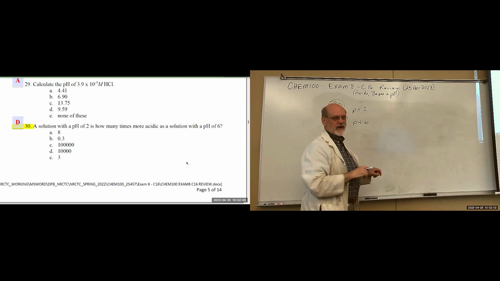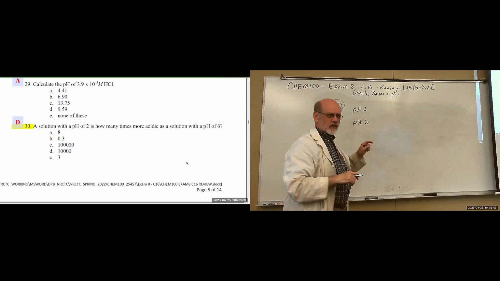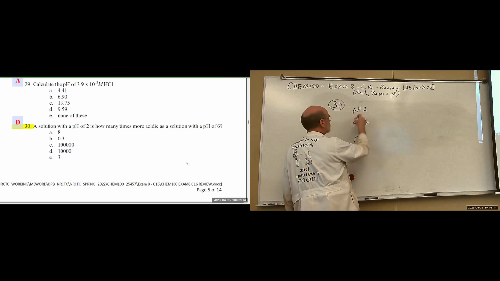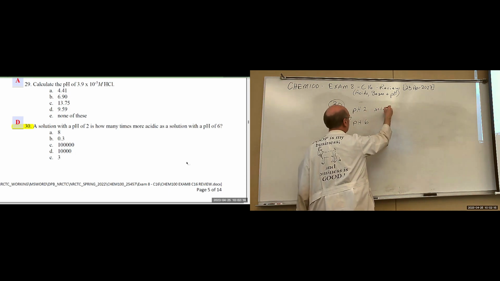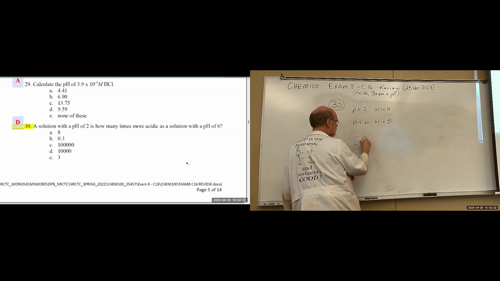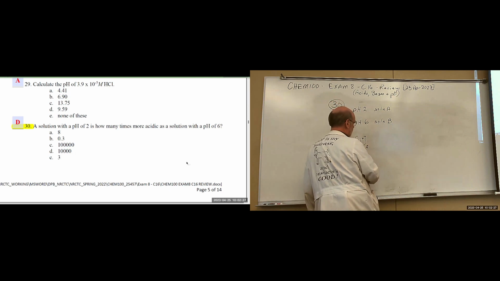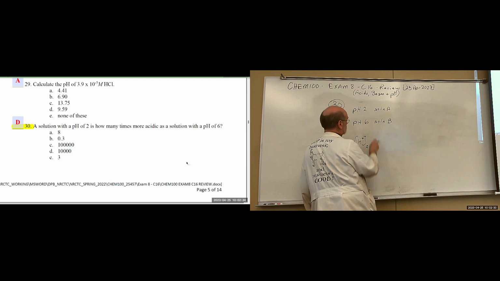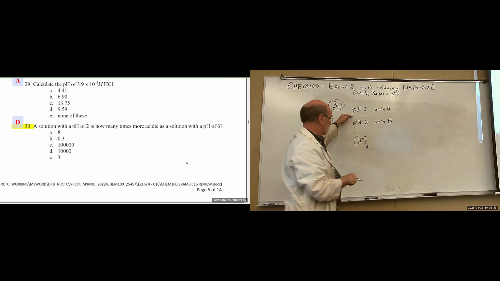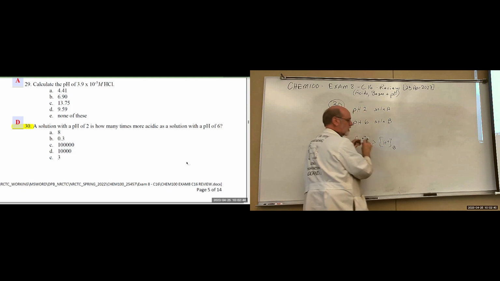All right, I'm going to go the long way around to prove this one. How many times more acidic? What does that mean? What that means is, say this is solution A, and this is solution B. So the hydrogen ion concentration of solution A is going to be greater than that of B, isn't it? Right? Lower pH means more hydrogen ions. So we know it's going to be greater than this one. We just want to know how much greater.